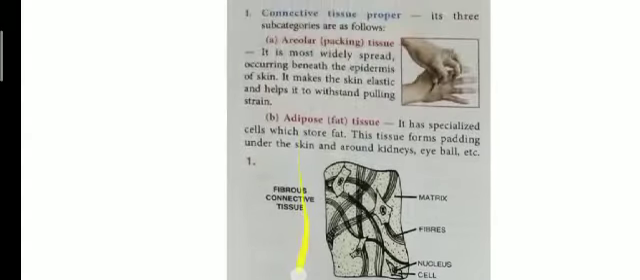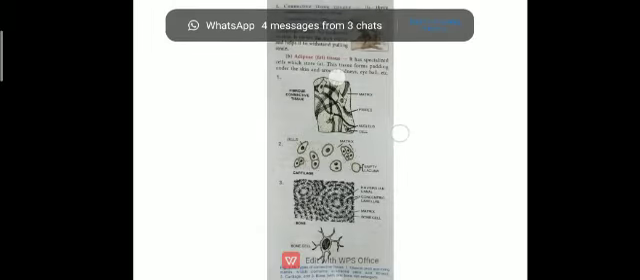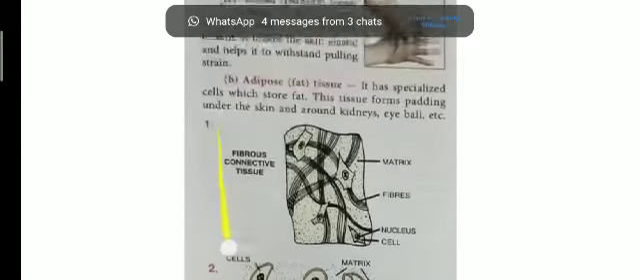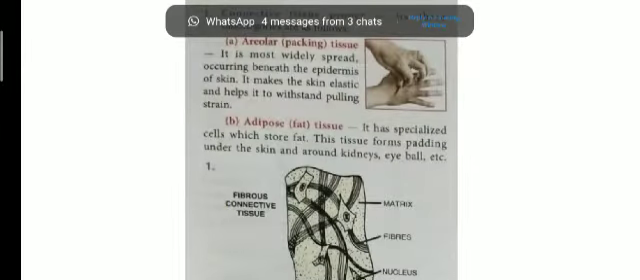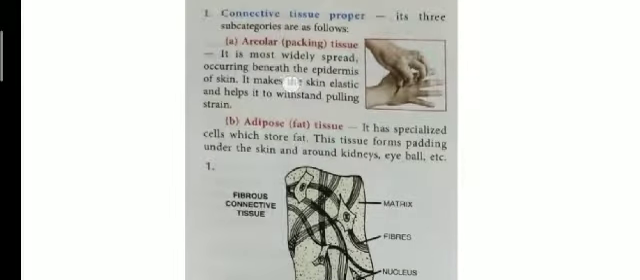So we have two fluids, blood and lymph, and our body gets all the essential nutrients from the blood and lymph. Next is connective tissue. So these are of two types: areolar and adipose. Areolar is a packaging material, so it is present mostly everywhere, widely spread.